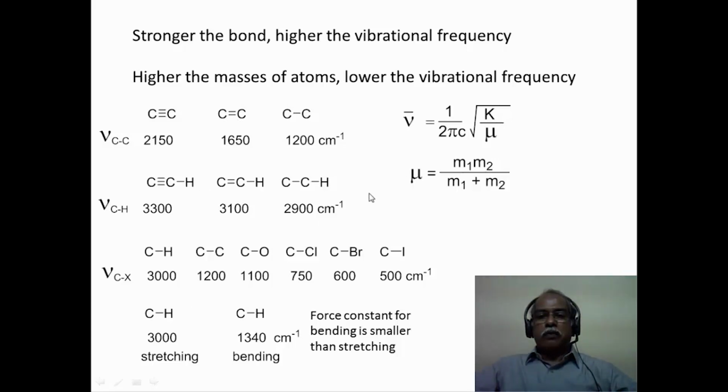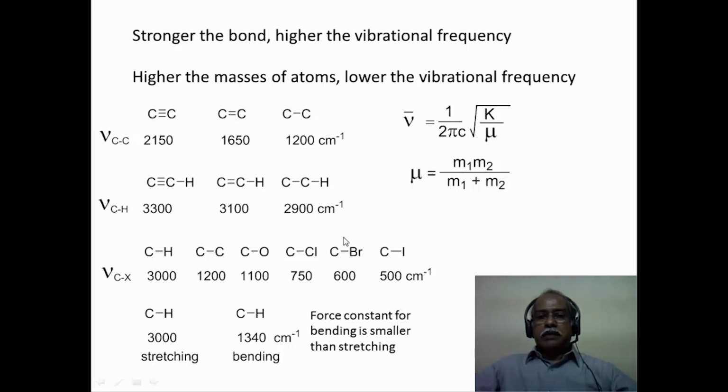Now, these two parameters essentially vary the K value. In other words, as you go from right to left, the force constant keeps increasing, whereas the next two examples are essentially related to the reduced mass. As you go from CH to CI, the identity and the mass of the atom that is attached to carbon keeps increasing: hydrogen, carbon, oxygen, chlorine, bromine and iodine. In other words, keeping carbon as constant, we are essentially varying the mass that is attached to the carbon. Therefore, the reduced mass keeps increasing as you go from left to right.